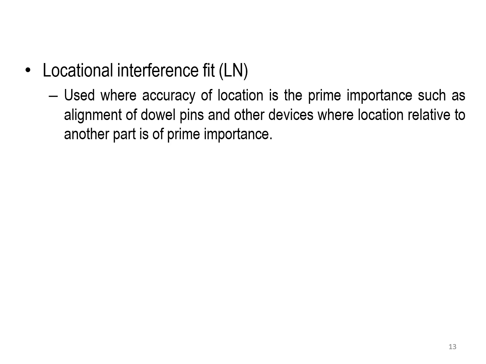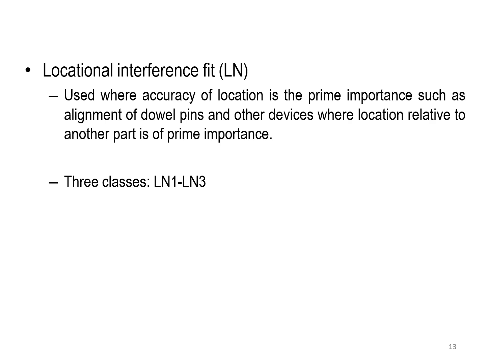We have the locational interference fit, used where the accuracy of the location is of prime importance, such as the alignment of dowel pins and other devices, where the location relative to another part is of prime importance. If you don't know what dowels are, they are pins that are fit into one of the parts by locational interference, and they act as a guide for the other part, which sits at the top, to sit in exactly the right position.